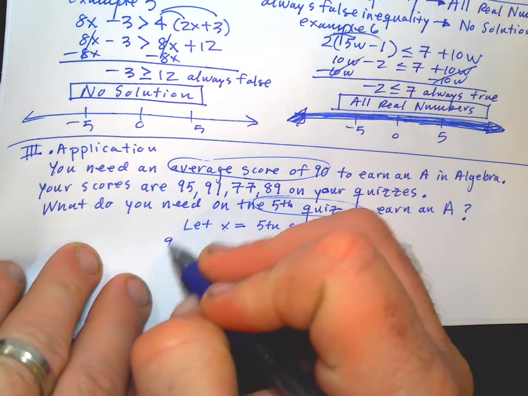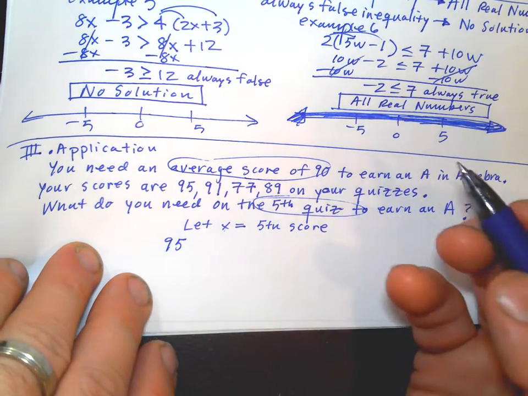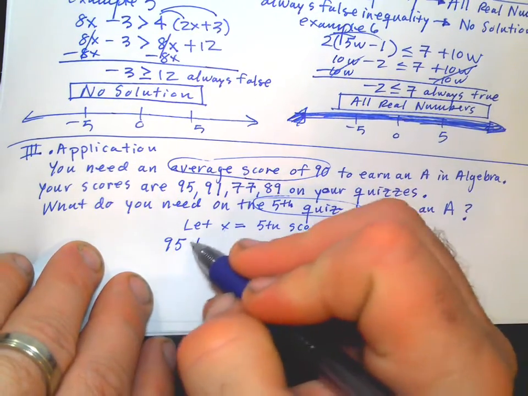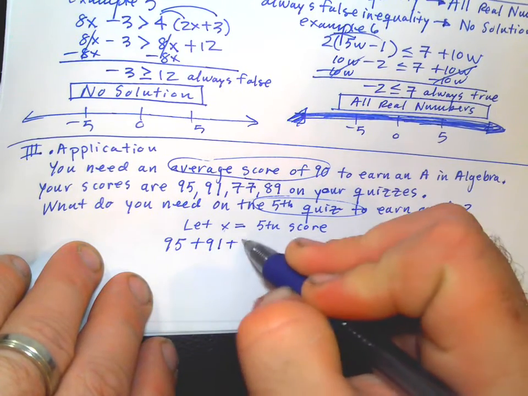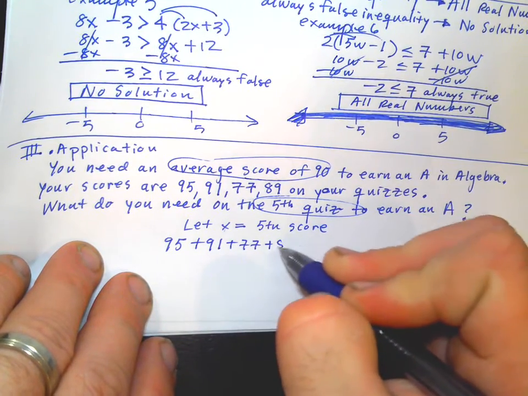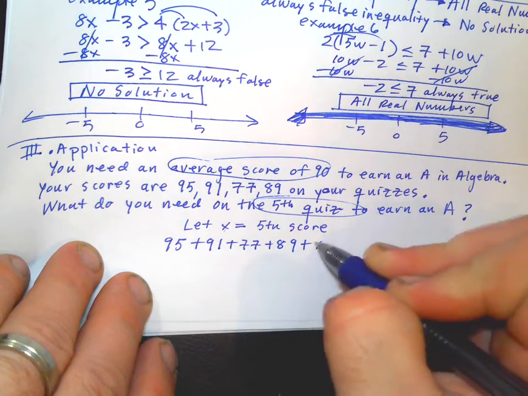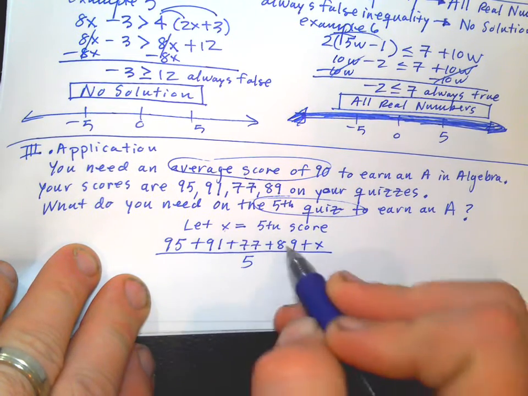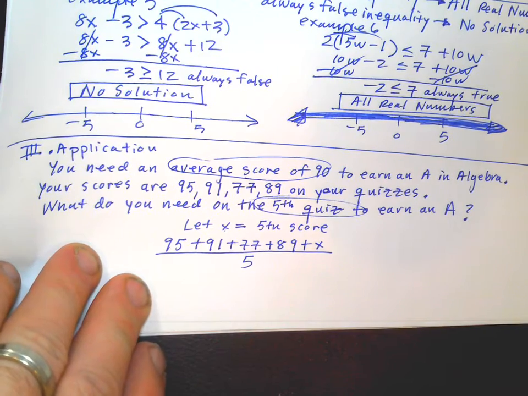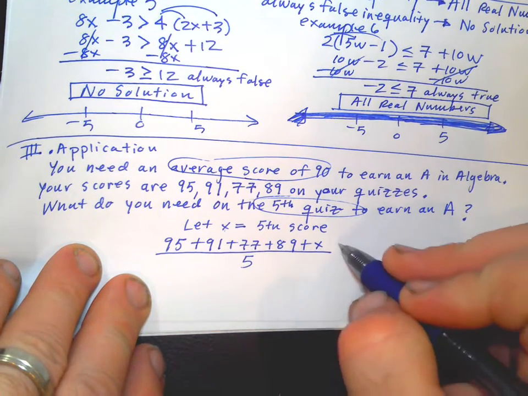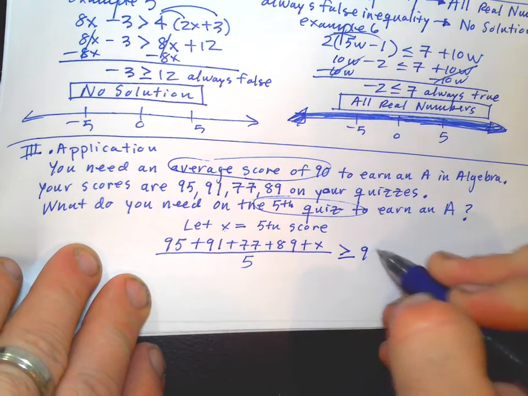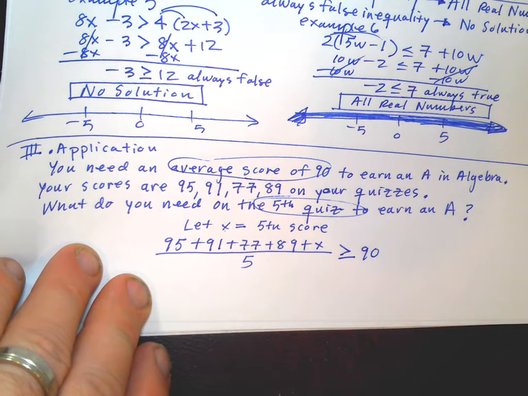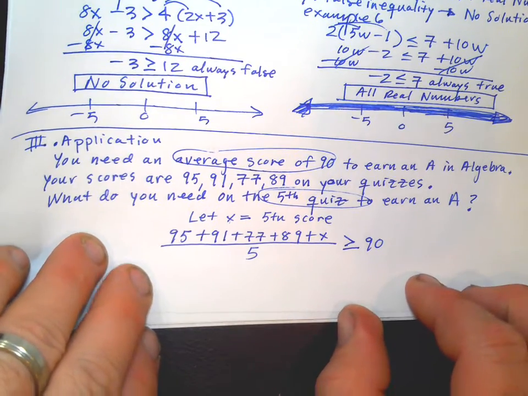So the average score would be to find an average of something. You add up all the things, 95 plus 91 plus 77 plus 89 plus the 5th score that we don't know yet, x, all divided by 5. 1, 2, 3, 4, 5. That'll give you your average quiz score. And it needs to be greater than or equal to 90 to get an A, right? If you get 91 average, is that an A? Sure. So greater than or equal to 90. So we're going to solve this.